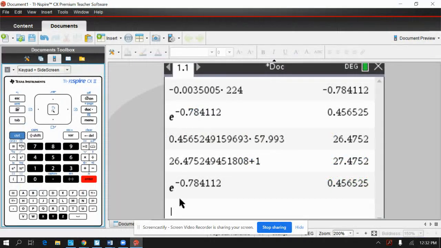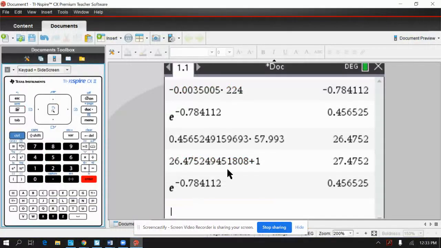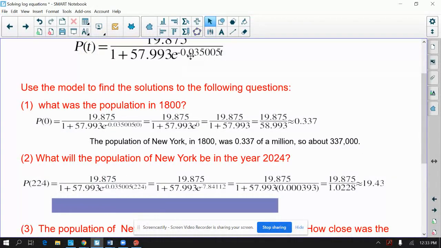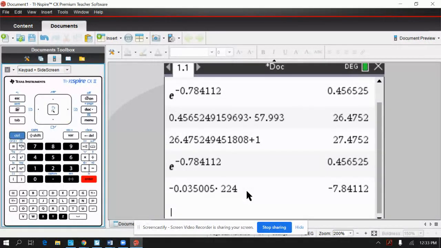I got a little flustered here because my numbers weren't matching up to what I got, and it took me a little second to figure out where I went wrong. And this is good that this is being demonstrated right here because it's so human to make a mistake. And the mistake I made was right in the first step. I typed in this, but if you look at the model, it's negative 0.035, and I typed in negative 0.0035. So we all just have to be very careful. We don't want to lose points because we typed something wrong into the calculator.